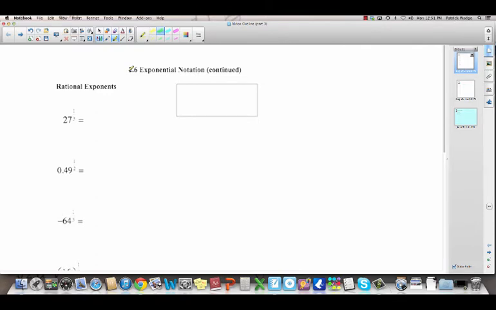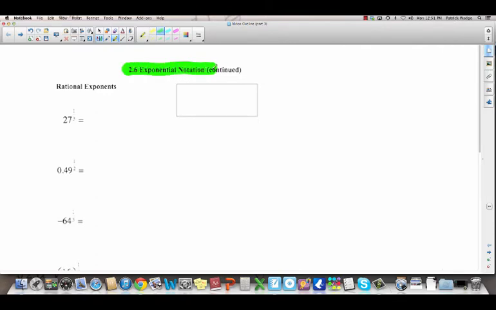At long last, we've reached the end of section 2.6 on exponential notation. This is the third day we're doing this. It's the last day, and it's tough. This is again one of the hardest parts of the entire course. So good luck and watch the video twice, or come and talk to me. We're going to learn about rational exponents.